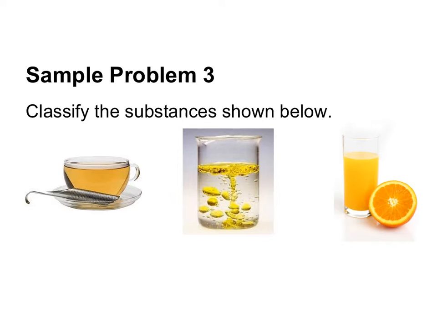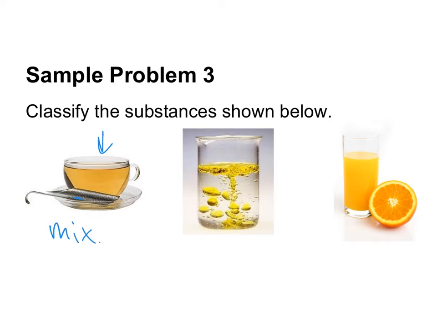For our next sample problem, we have to classify the substances shown below. So here is an example of some different things. On the left-hand side, here I have a cup of tea. So I know that when I make tea, I'm going to mix water. I'm going to put the tea in the infuser here. I'm going to put it in the hot water, and that tea is going to infuse out into the water. So I know that this is going to be a mixture.